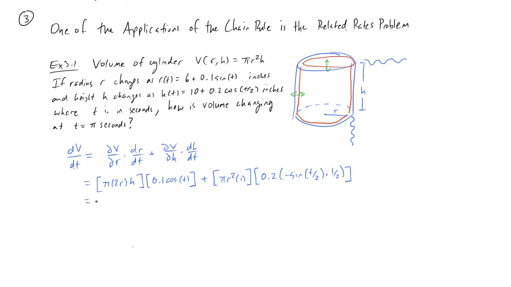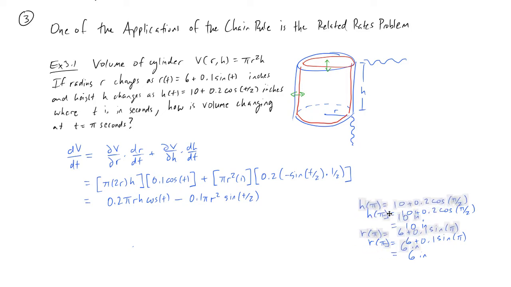So simplifying this, we're going to get 0.2 pi rh cosine of t plus 0.1 pi r squared sine of t over 2 with the negative 1, so we'll change this to negative. The 0.2 and the 1/2 become 0.1. And then we make an observation that at this instant, the height and the radius are 10 and 6. You can check the work over here.